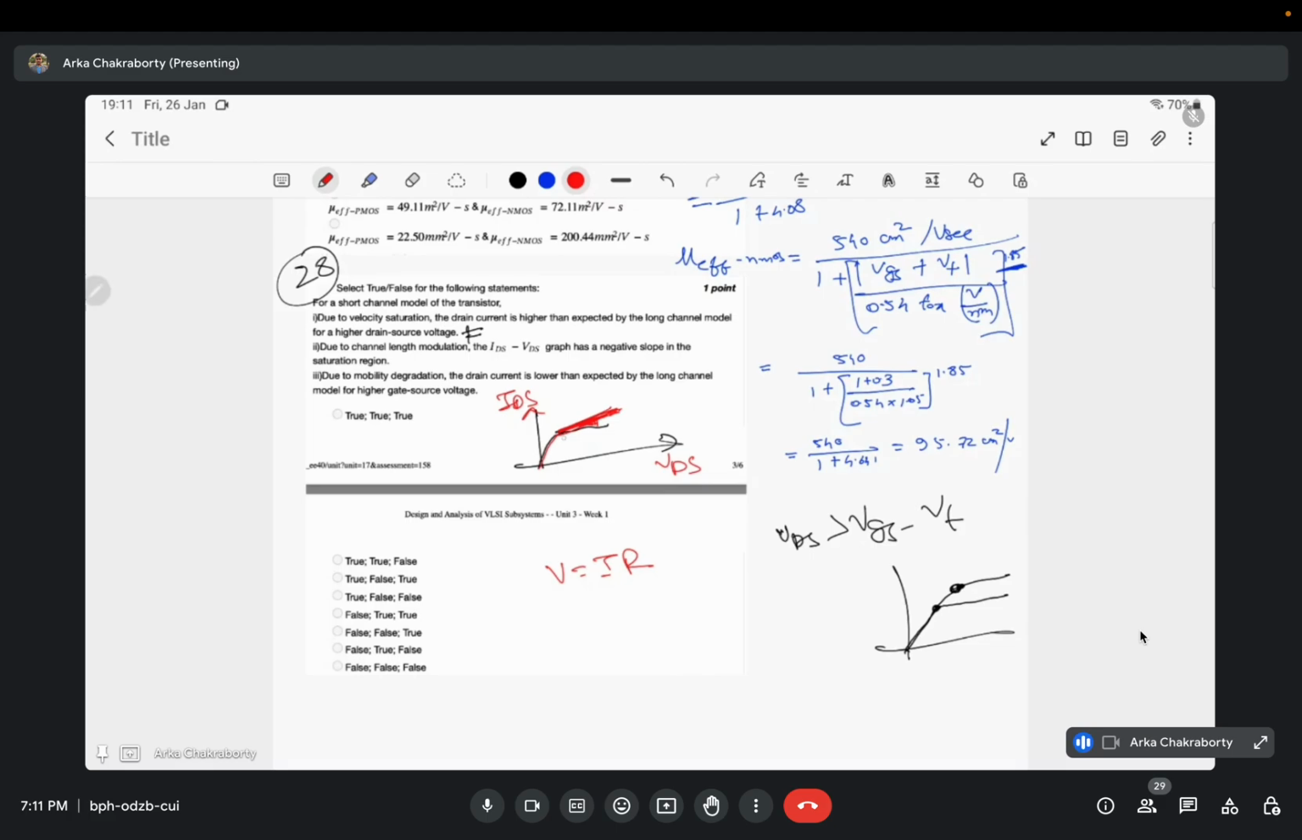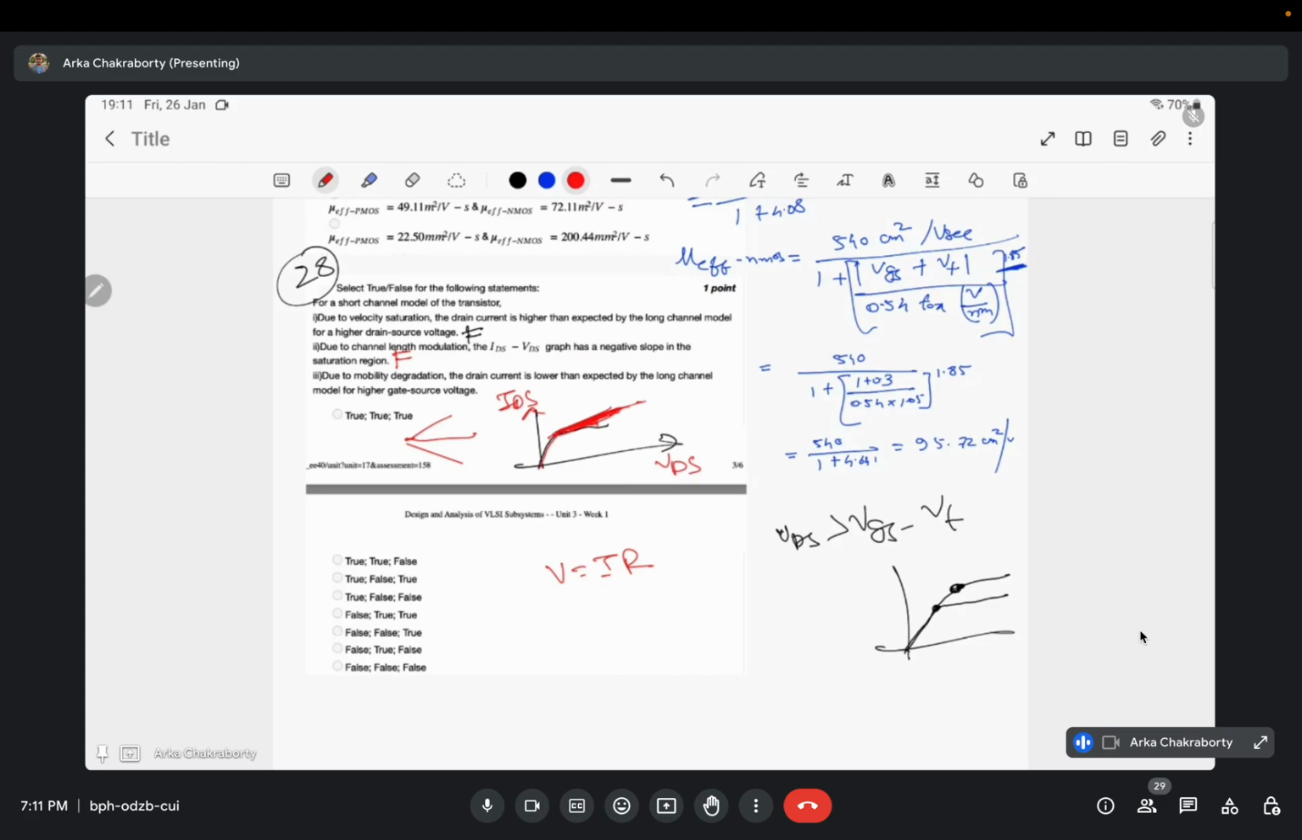See, current is increasing, right? Current is increasing. So the slope is how much? Slope is positive. If it was not increasing, the slope would be 0. If it was decreasing, the slope would be negative. As the current IDS is increasing with VDS, the slope would be positive, right? So the second one will also be false.